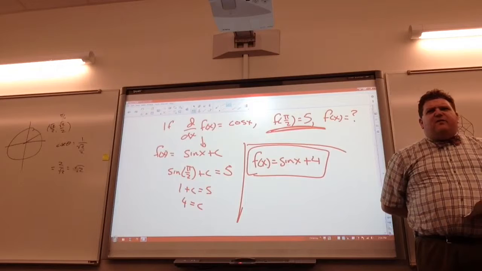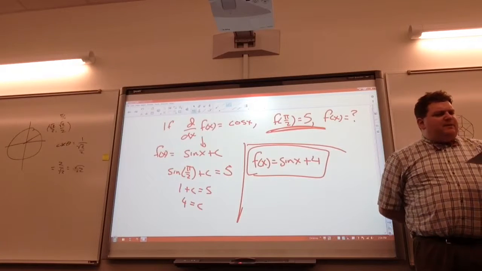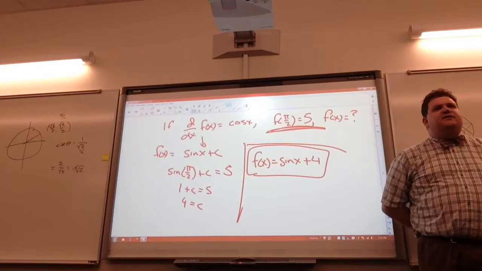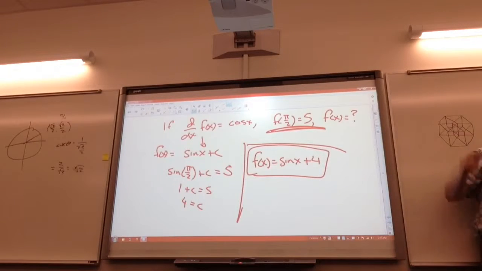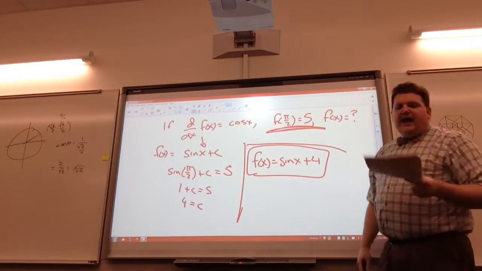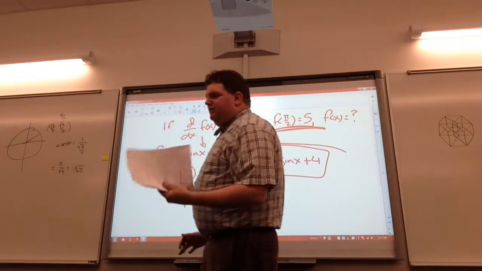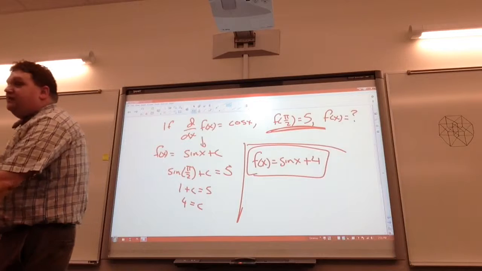Probably the only mistake I saw people make was that some people for some reason didn't want to use their calculator to do it, even though the directions say use a calculator. And so that threw some people off. So keep that in mind. If it says use the calculator, use the calculator.